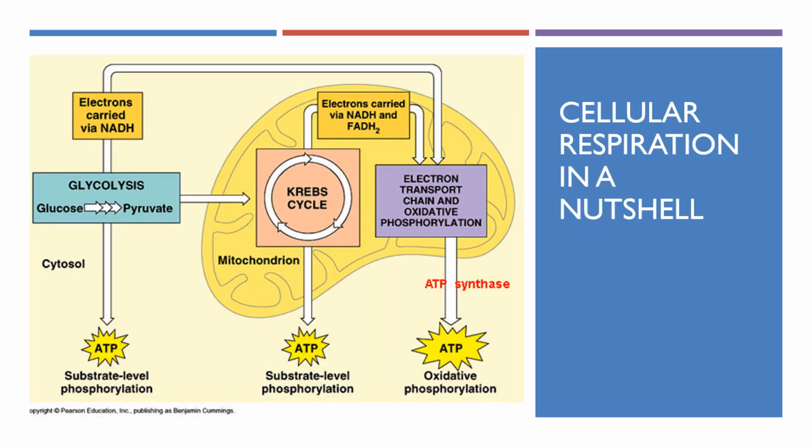So this is cellular respiration in a nutshell. You have three stages. You have glycolysis, which occurs in the cytosol. You have the Krebs cycle and the electron transport chain and oxidative phosphorylation that occurs in the mitochondria. You'll notice that both glycolysis and the Krebs cycle are considered substrate level phosphorylation, and that is because they directly produce ATP.